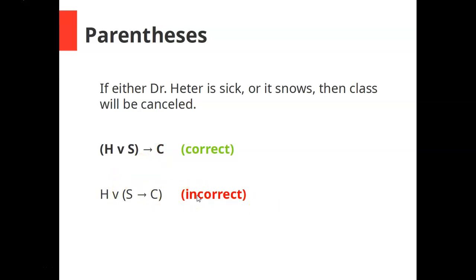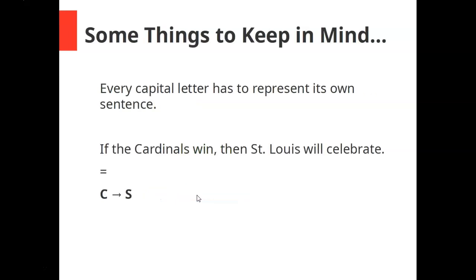Okay, so you have to add parentheses to some of your complex sentences. Here are some things to keep in mind. One thing to keep in mind, it's important: every capital letter has to represent its own sentence. So if we have the sentence, if the Cardinals win, then St. Louis will celebrate, C does not stand for Cardinals. S does not stand for St. Louis. C stands for the Cardinals will win. S stands for St. Louis will celebrate. So every capital letter has to represent its own sentence.